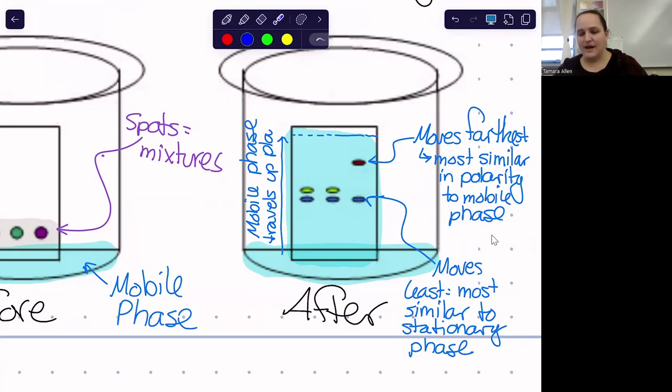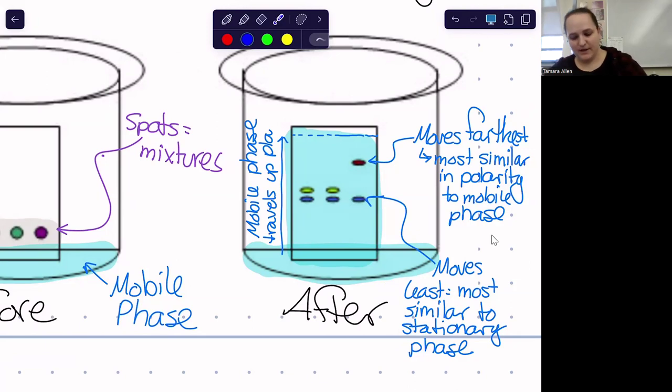So you can either have a highly polar stationary phase and a low polarity mobile phase, or the reverse. You can have a low polarity stationary phase and a high polarity mobile phase as well. So you have to pay attention to what materials you're using to know whether this means something is more polar or less polar. It just means it's most similar to the mobile phase or most similar to the stationary phase.